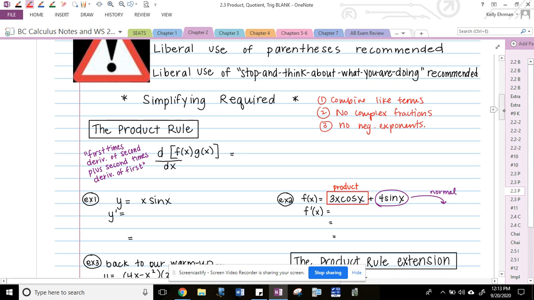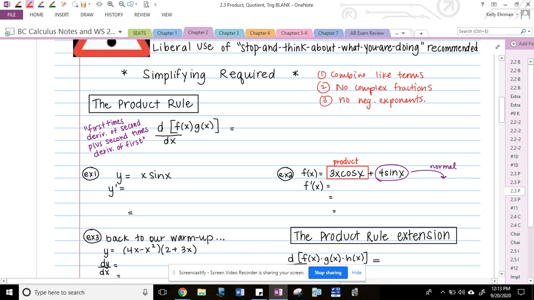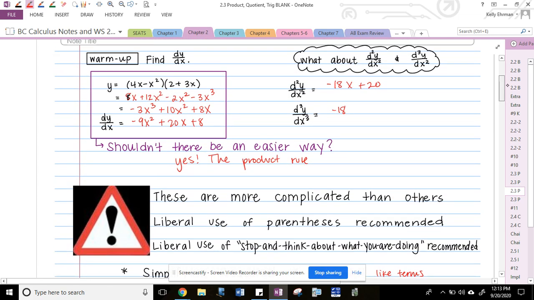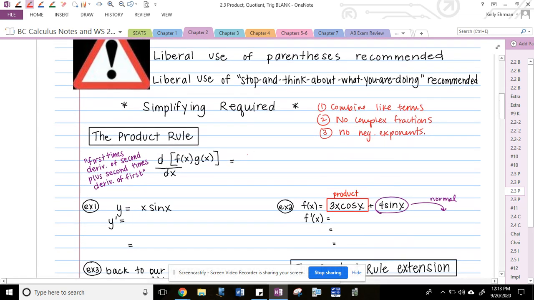So what is the product rule? If you're trying to take the derivative of two functions that are being multiplied together, if it's not easy to FOIL them out, if you have something more complicated, then the rule is that you have the first function times the derivative of the second. So in this case, f of x times g prime of x, plus the second function times the derivative of the first. So g of x times f prime of x.